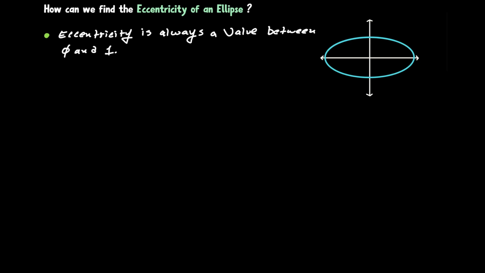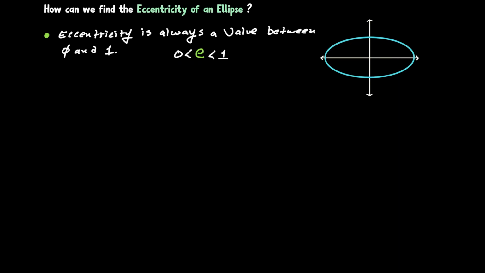And we can represent this using an inequality. Let's use the letter E to represent eccentricity. What we are saying is that this value will always be greater than 0 and it will always be less than 1. It is bounded between those two values.